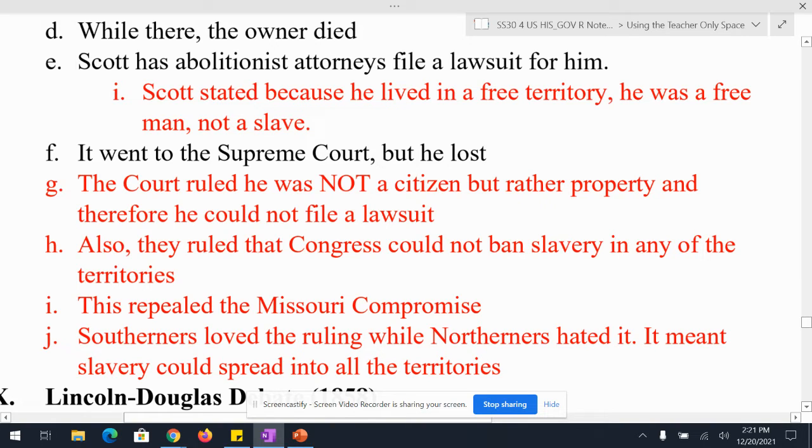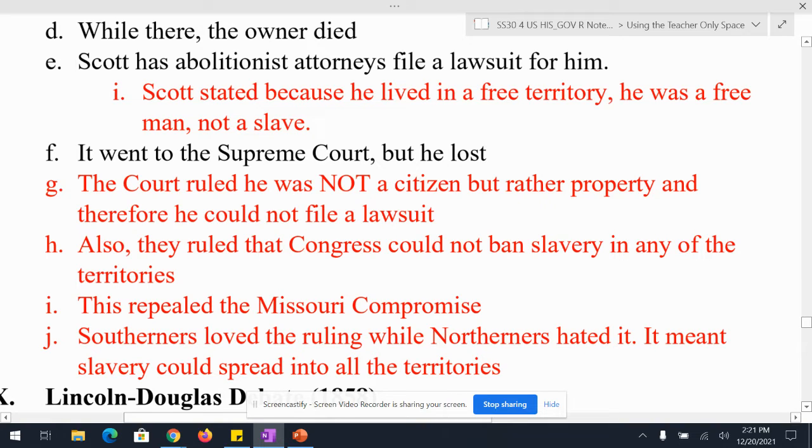And they also ruled that Congress could not ban slavery in any of the territories. This goes back to the Kansas-Nebraska Act, popular sovereignty that happened just before this. So they said, well, guess what? Congress can't say that was a free territory, that people get to decide. And this is going to officially repeal the Missouri Compromise.